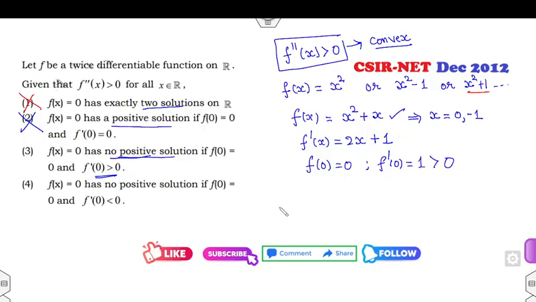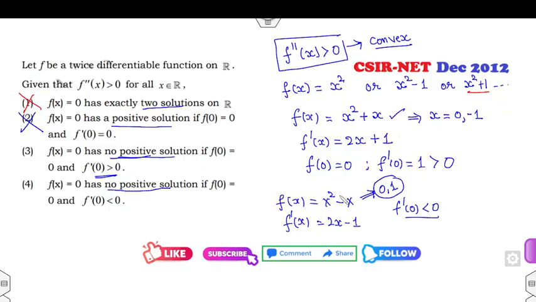Look at this one. F dash of 0 is 0. If I choose x square minus x, then what is my f dash x? 2x minus 1. Clearly f dash of 0 is less than 0. What are the roots of this equation? 0 and 1. And it has no positive solution. You have one positive solution which is satisfied. Now all these other options are cancelled out. The right option is C, my correct answer.